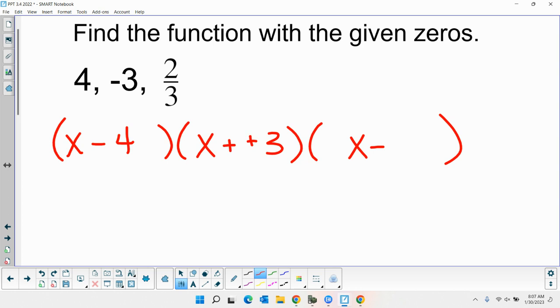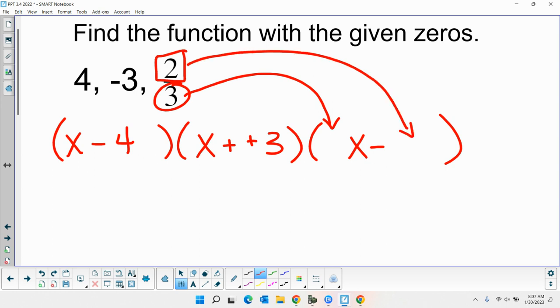Now, on the fractions, the denominator goes in front of the x, and the numerator goes after the minus. So we're going to write that as 3x minus 2. Denominator in front of the x minus the numerator. Now, if that's negative 2/3, that becomes 3x plus 2. You guys with me on that? Just like the x minus negative 3 became x plus 3. And then we just FOIL. You guys know how to do that, right?